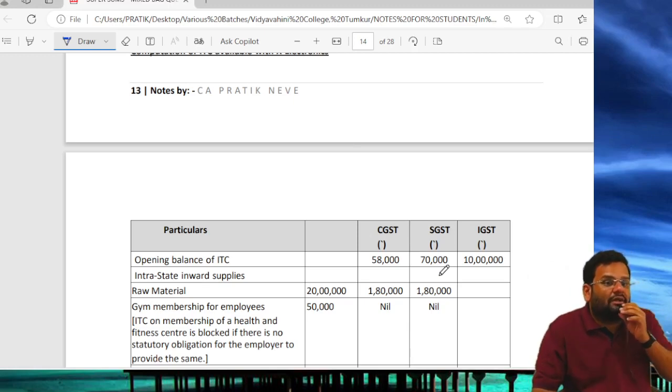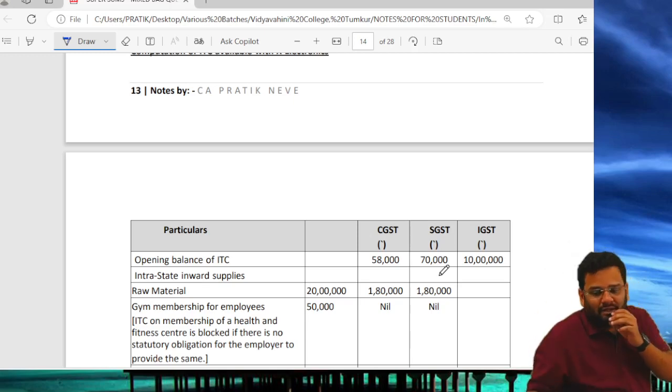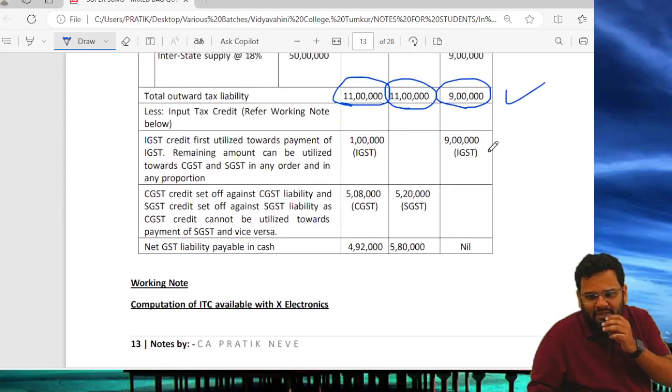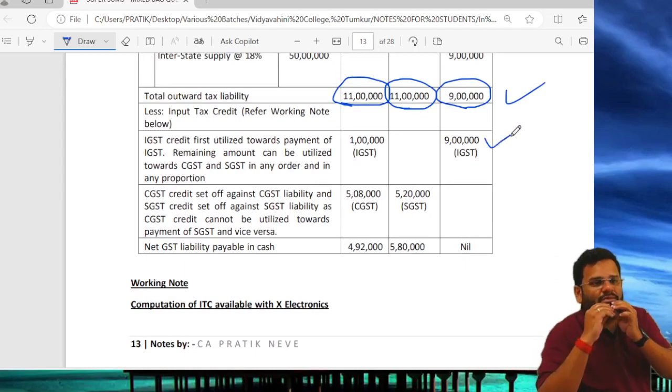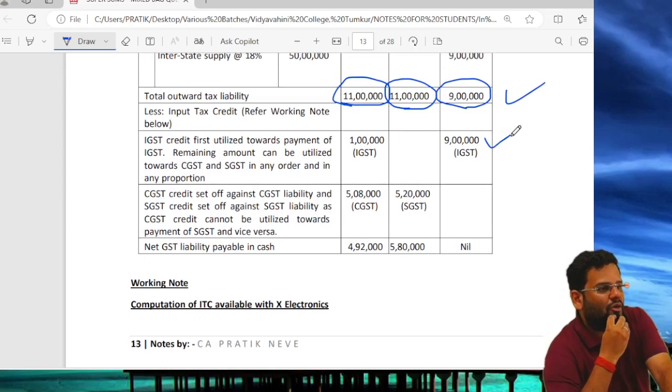In which column are you taking it? In the IGST column, in bracket, 9 lakhs. Please put it in bracket. Whatever you have to minus, you always put in bracket.